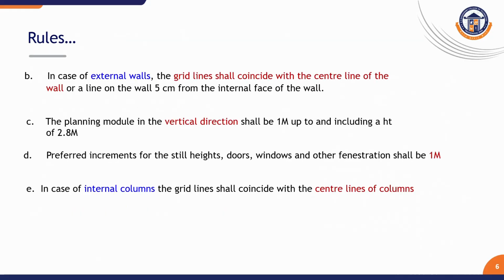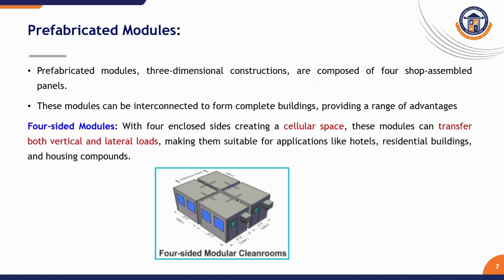The center line of the load-bearing wall should coincide with the grid lines. Next, grid line placements. The load-bearing wall should be aligned with the grid lines. In terms of external walls, the grid lines coincide with the center line of the wall with an offset of 5 cm from the internal face. Whereas in the internal columns, the grid line coincides with the center line of the columns. Next is vertical planning modules. The heights are in increments of 1 module, 100 mm, and standard increments for the doors, windows, and other openings are also kept in vertical planning modules.